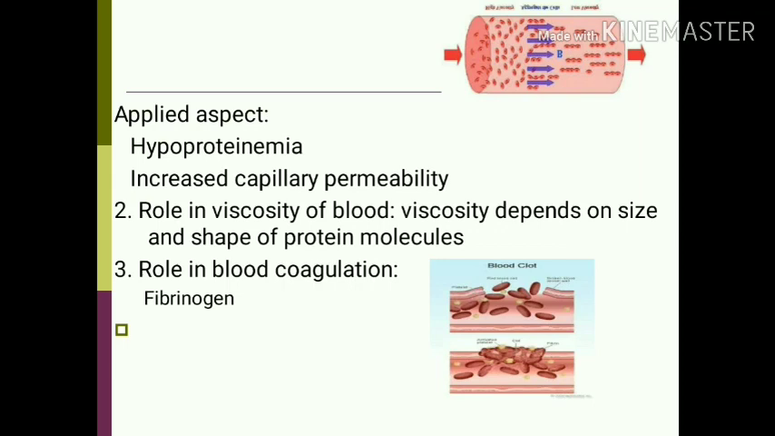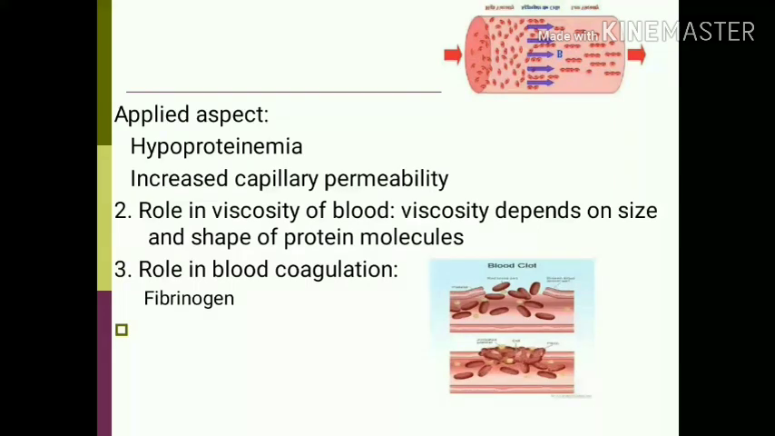The second function of plasma protein is its role in the viscosity of blood. Viscosity of blood depends on the size and shape of the protein molecules and less on the number. Plasma proteins, mainly fibrinogen and globulin, play an important role in the viscosity of blood. Third function is the role in blood coagulation. During blood coagulation, fibrinogen, which is a plasma protein, is converted into fibrin, which forms the fibrin meshwork.